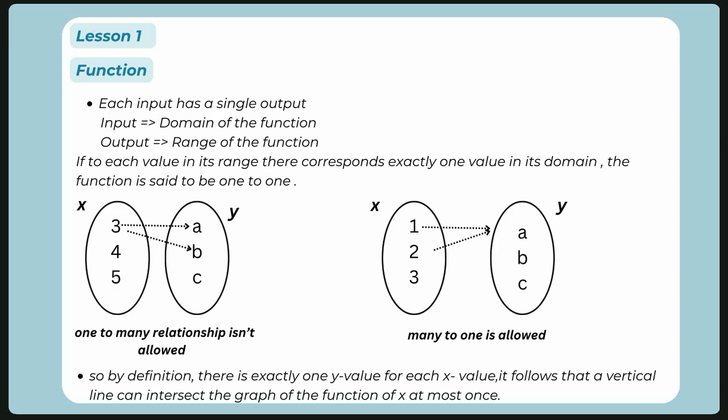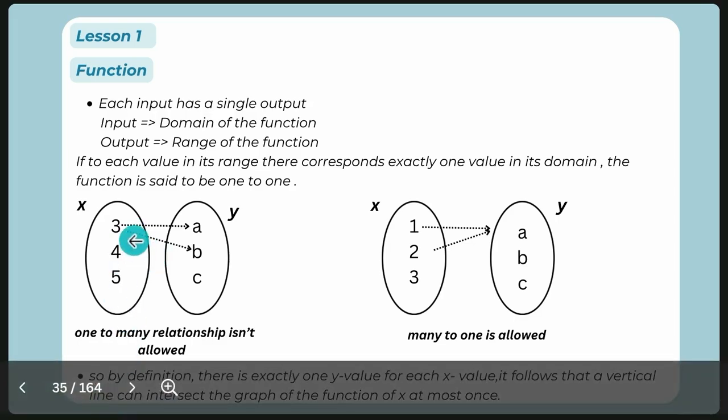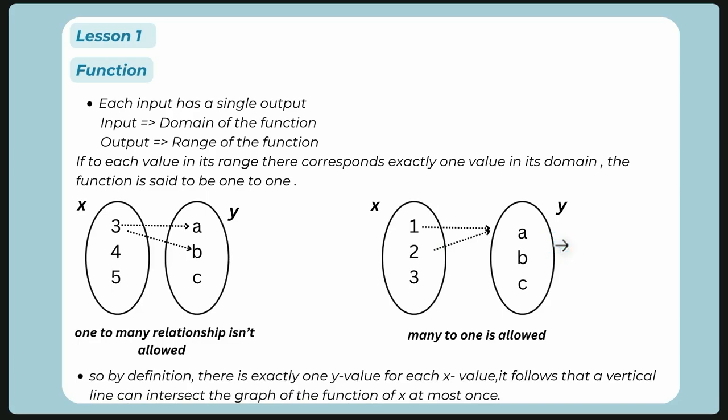So a one-to-many relationship is not allowed. For instance, if the same value of x has two different values of y, this relationship is not allowed. While a many-to-one is allowed, it means that if you have different values of x having the same y value, it is allowed. By definition, there is exactly one y value for each x value. It follows that a vertical line can intersect the graph of the function of x at most once.